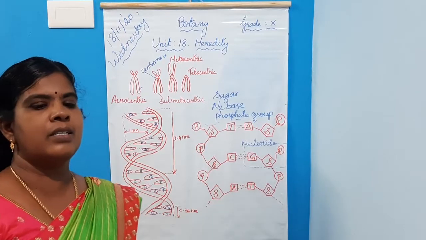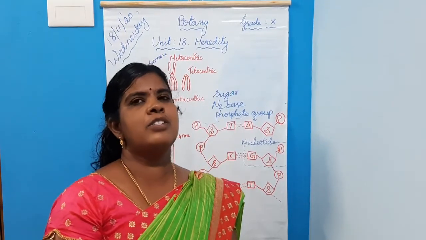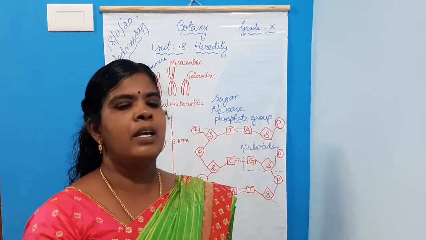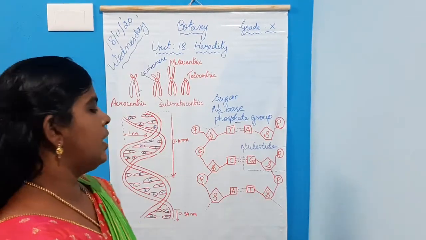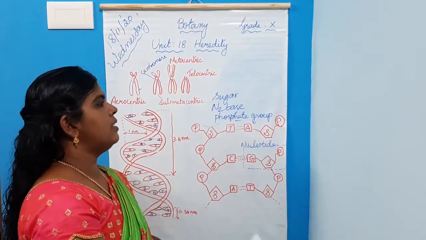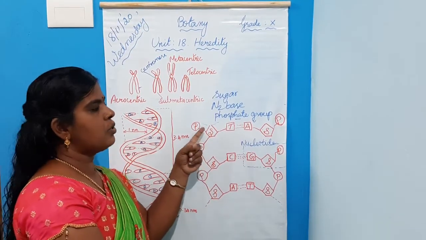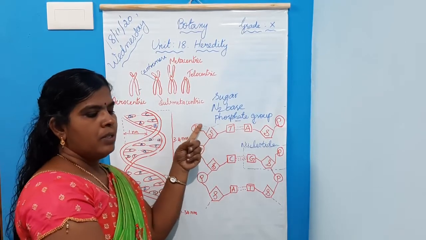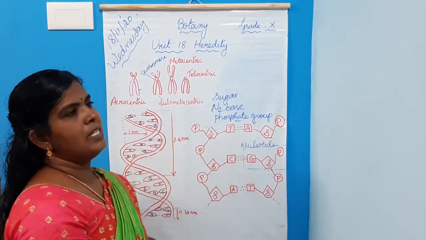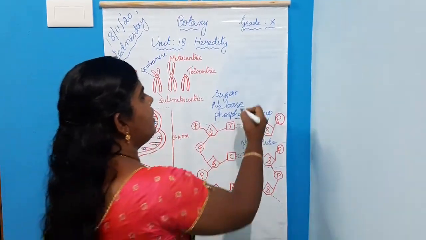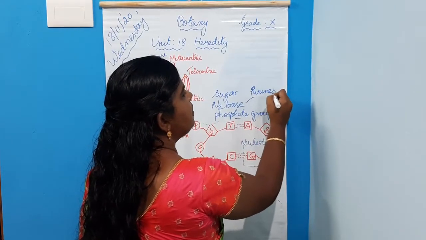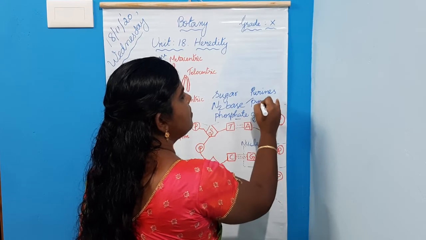It consists of three important components. What are they? Sugar, nitrogenous base, and a phosphate group. The nitrogenous bases found in DNA are of two types. What are they? Purines and pyrimidines.